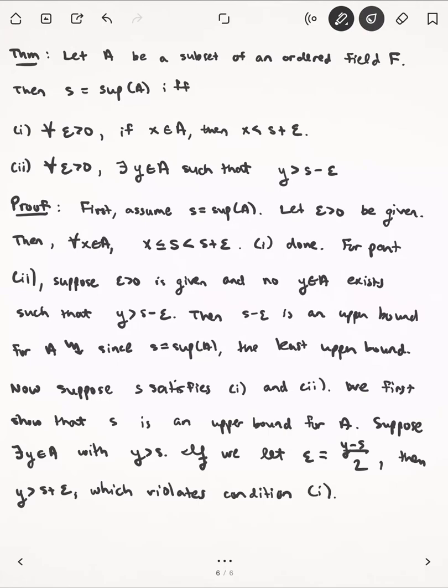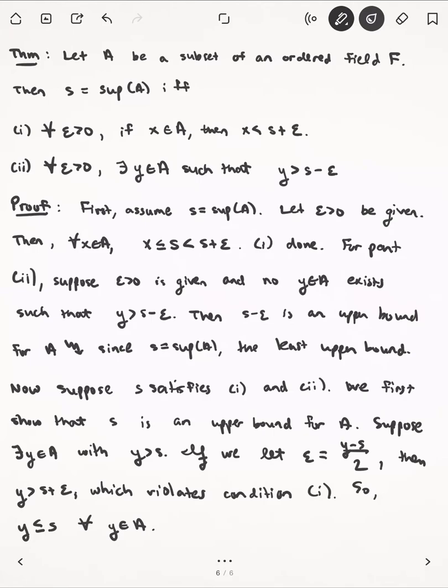So the way we chose this epsilon is to basically illustrate this contradiction we get if we assume that there's an element y that's bigger than s. If you just solve for y in this equation, epsilon equals y minus s divided by 2, you get that y is 2 epsilon plus s, which means y is bigger than s plus epsilon. And because by condition 1, y must be less than s plus epsilon for any epsilon, that's a contradiction. So y is less than or equal to s for all y in A.